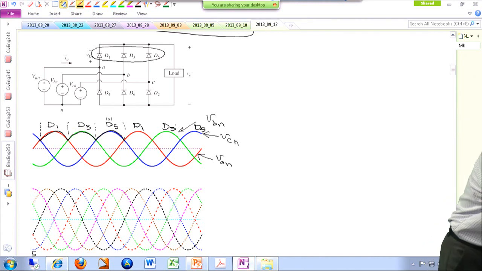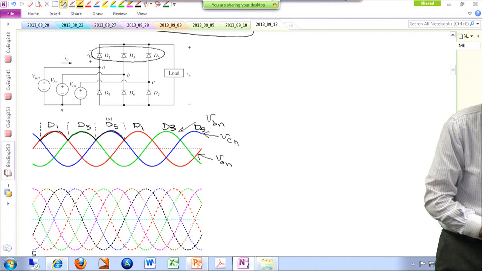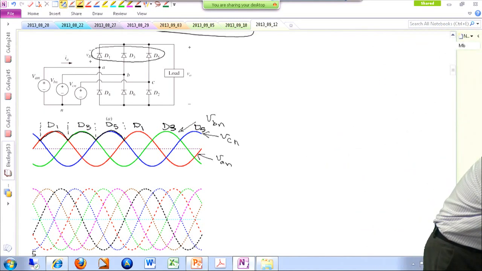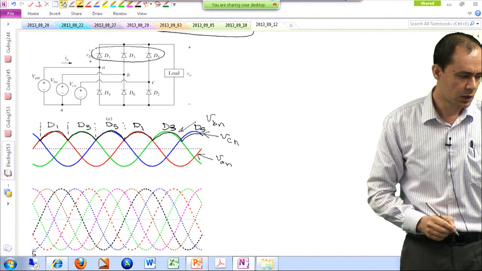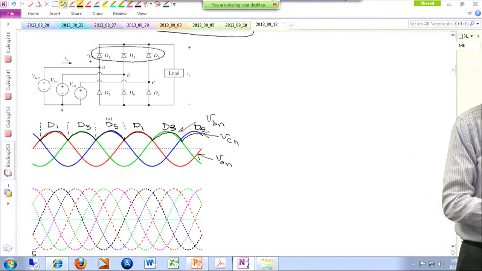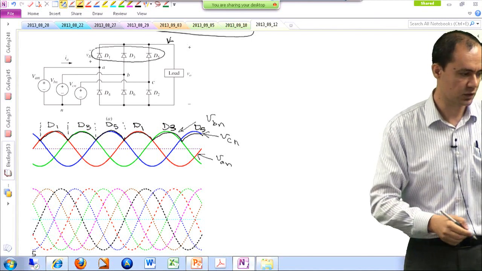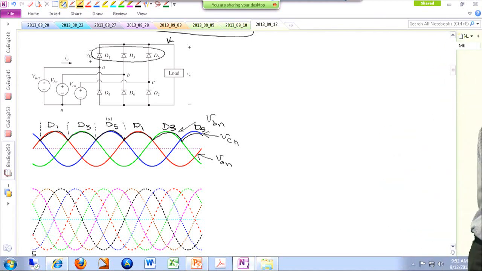Okay? All right. So this is as far as the top diodes are concerned. By the way, remember, each one of these diodes that conducts is going to clamp this node to the voltage source. So if you're observing the voltage of this particular point with respect to the neutral point, it is going to be a curve like this.